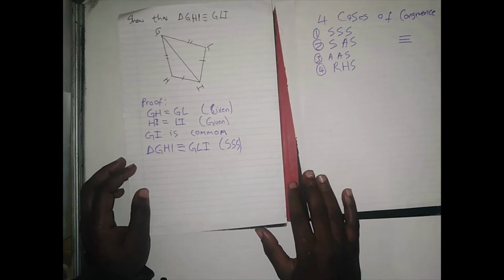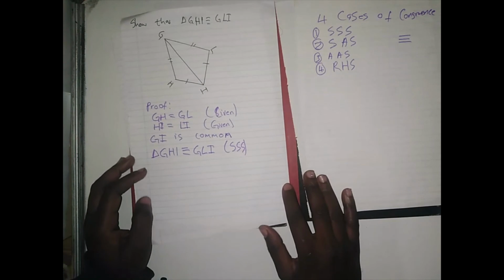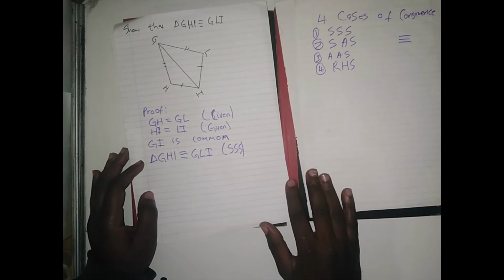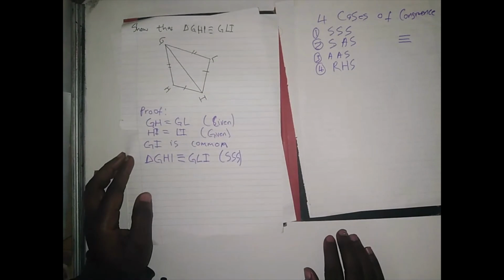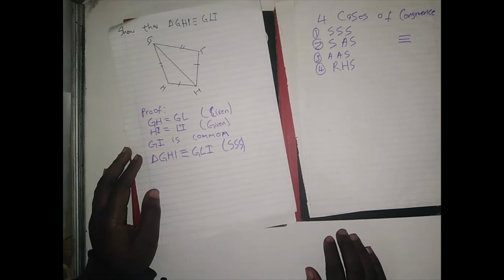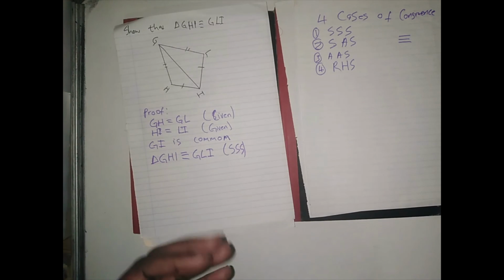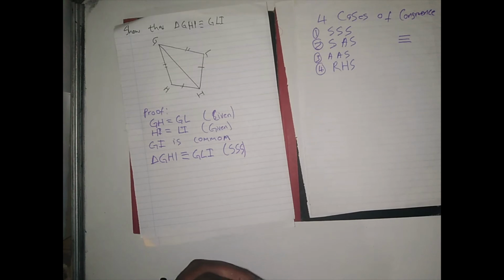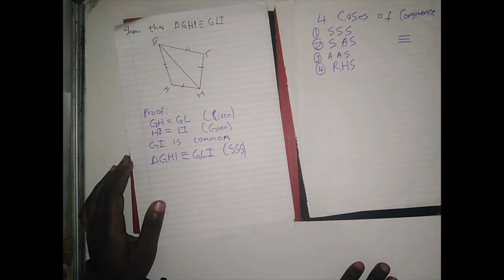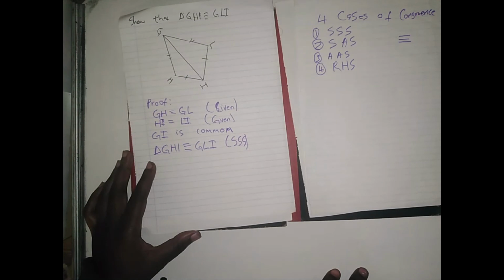This is for grade 9, but also in grades 10, 11 and 12, you are going to use congruence in order to prove something else. Sometimes congruence will be asked directly, sometimes it will be asked indirectly. So it is important for anyone doing grade 8, 9, 10, 11 and even 12. You must know what congruence is and how to prove it.